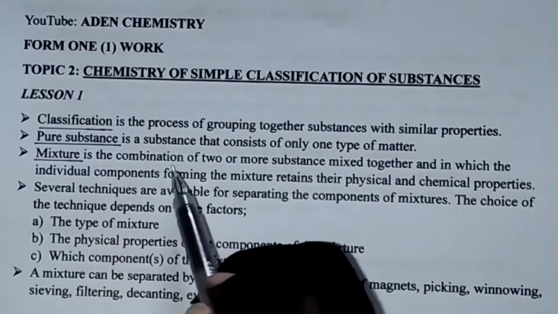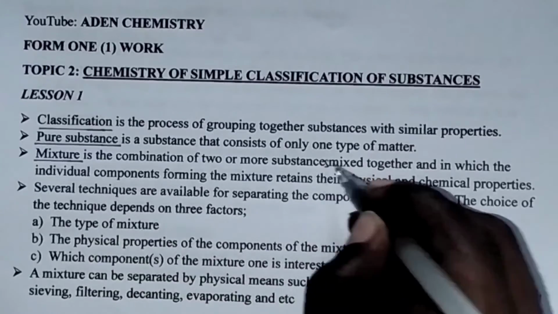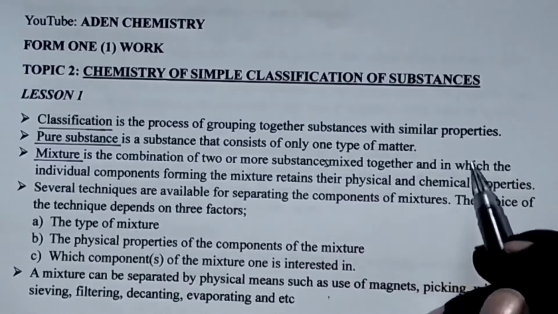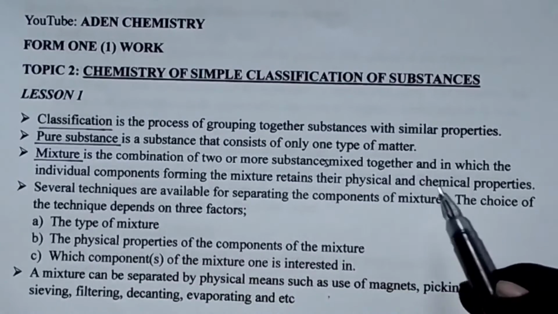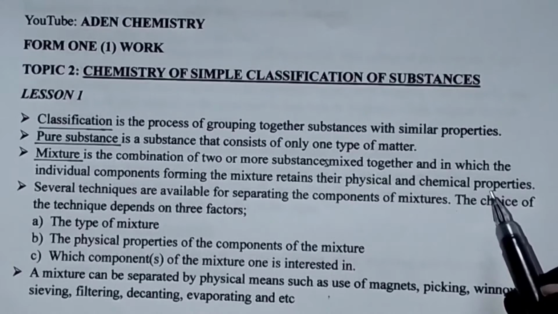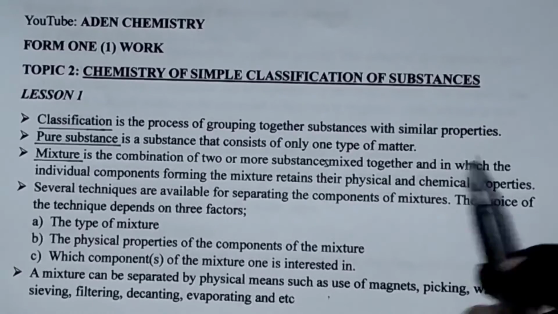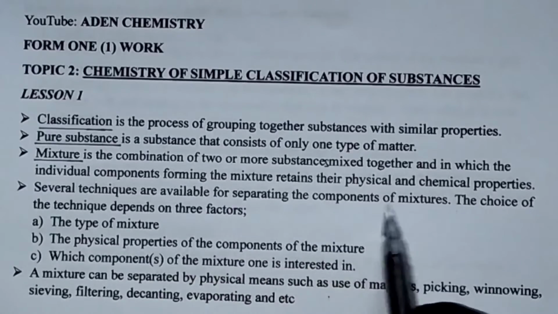A mixture is the combination of two or more substances mixed together, in which the individual components forming the mixture retain their physical and also chemical properties. For example, if we have maize and beans, that will be a mixture if we mix them together. So we're saying several techniques or methods are available for separating the components of mixtures.